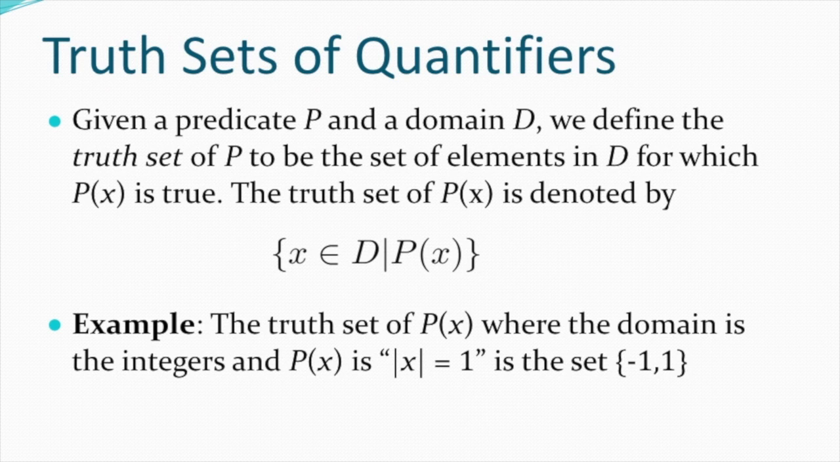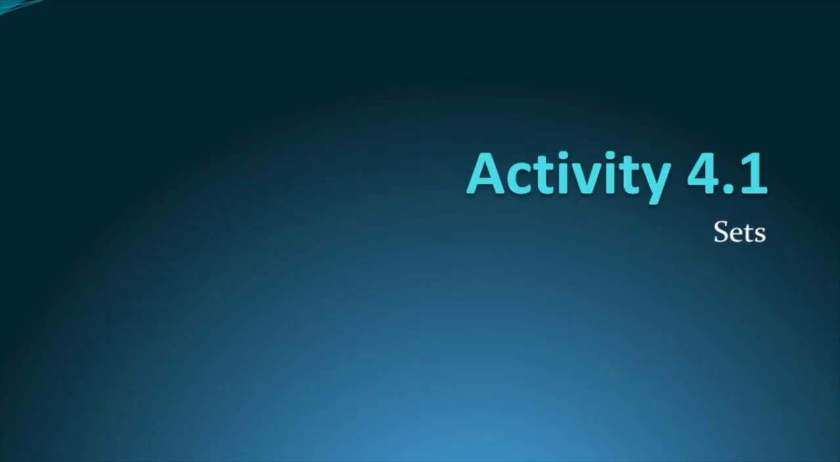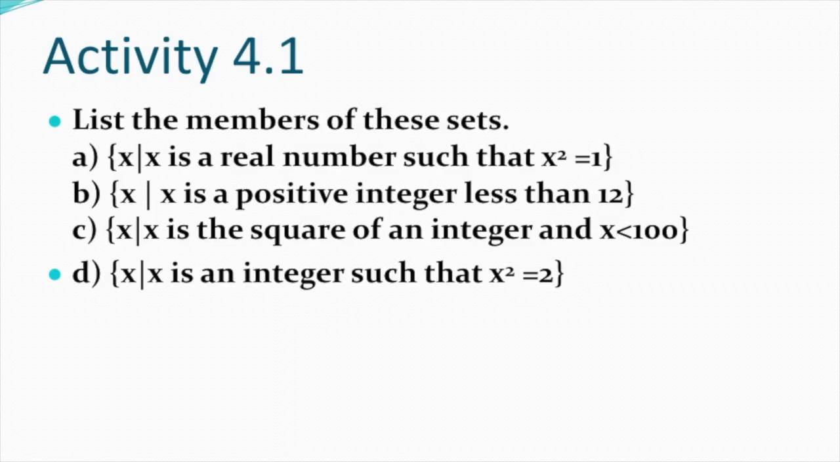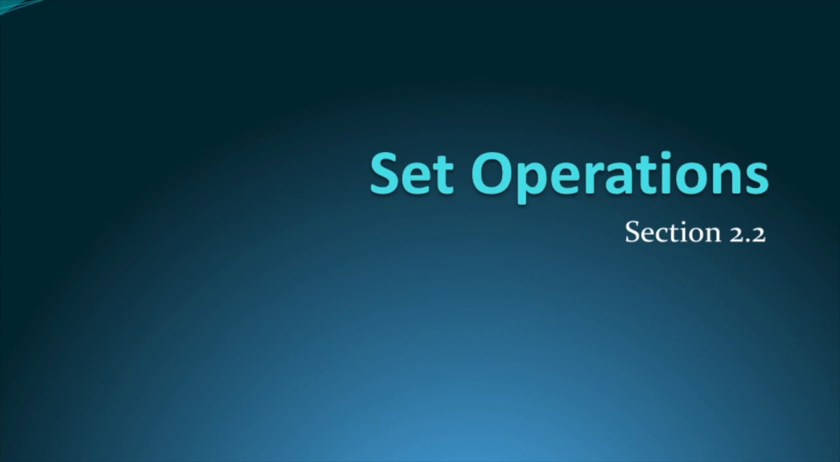As an example, P of x, where the domain is the integers. Now, if P of x is the absolute value of x, the positive value of any number, equal 1, then minus 1 and 1 both satisfy the rule, both satisfy P of x. So those two values make the function P of x true. Now, let us do this activity together.